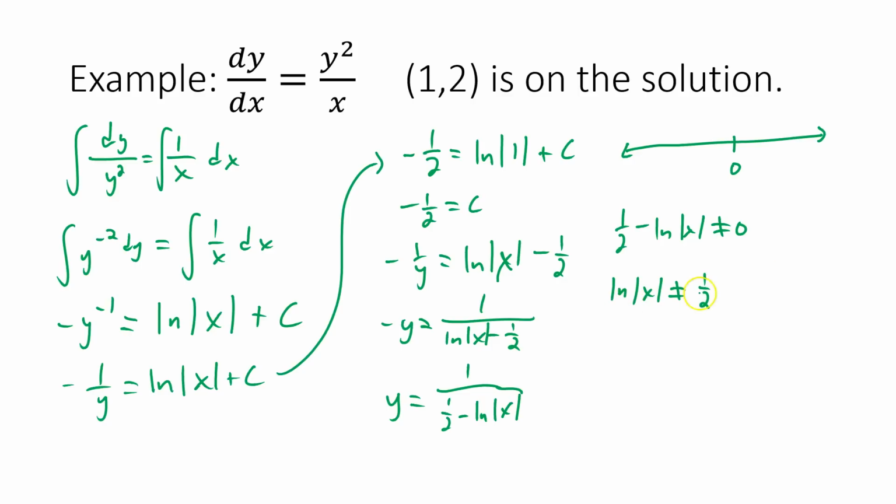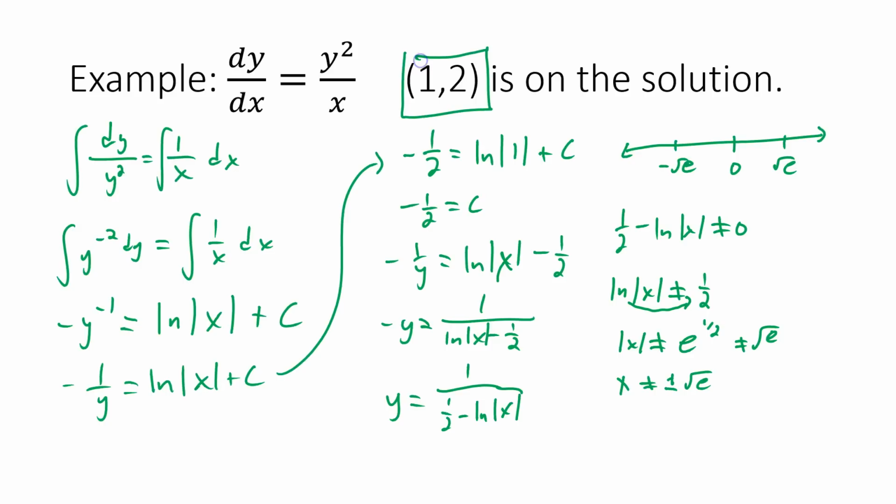So if we exponentiate, if we bring the e to the other side, then we have absolute x can't be equal to e to the 1/2, and that's root e. And the absolute value means it can't be plus or minus. So x can't be equal to plus or minus square root of e. So those are other issues: negative root e and positive root e. So we have possible intervals. Could be negative infinity to negative root e, negative root e to 0, 0 to root e, or root e to infinity. So let's take a look at our initial condition.